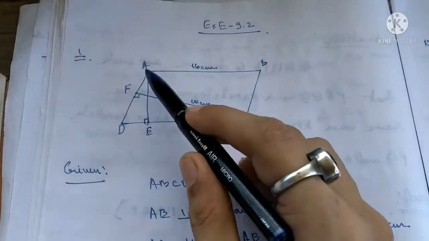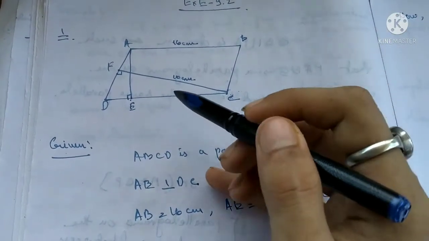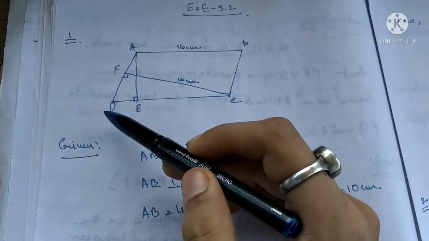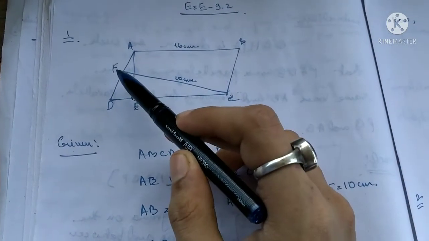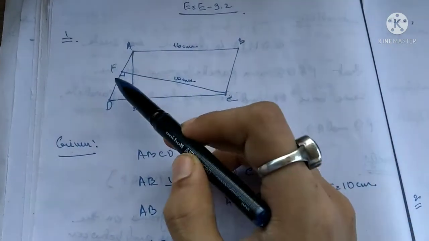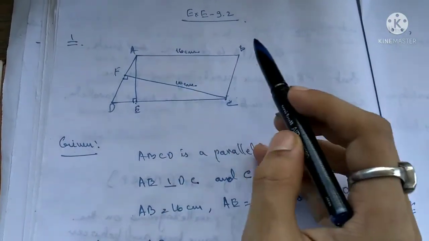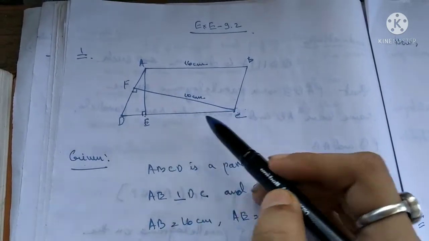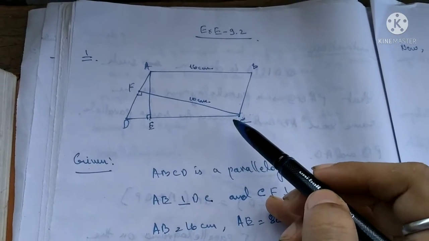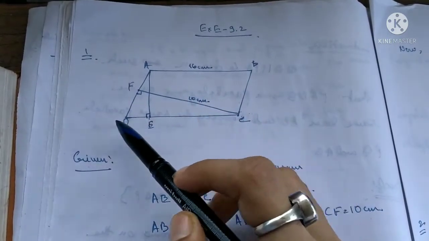Next, again I will say area of parallelogram ABCD. This time I will find the area, but I will take a different altitude and different base. This time I will take CF as the altitude and AD as the base. So therefore area of parallelogram ABCD will be equal to CF into AD. First of all I took AE as altitude and DC as base, so area of parallelogram ABCD is AE into DC.